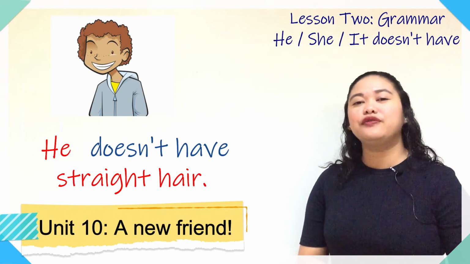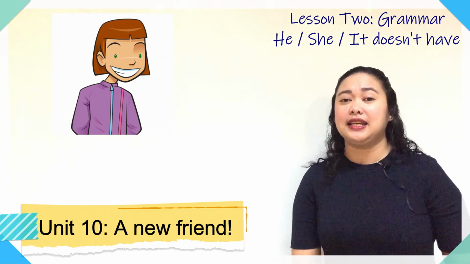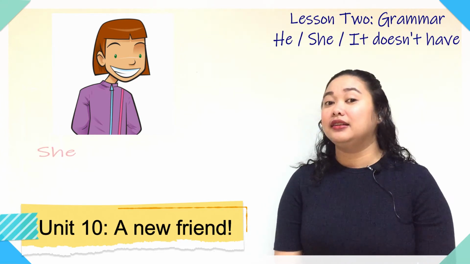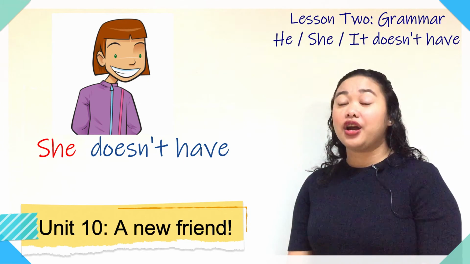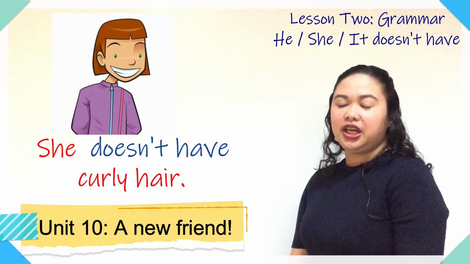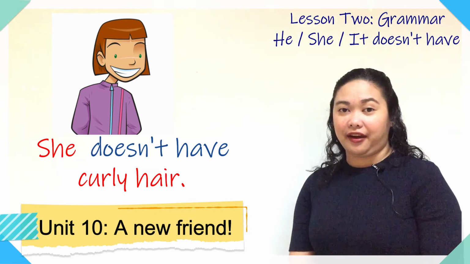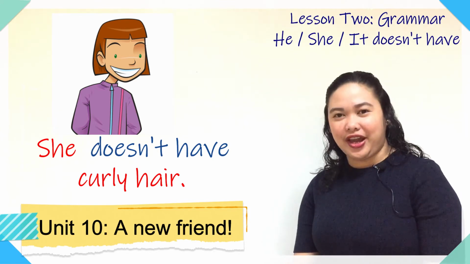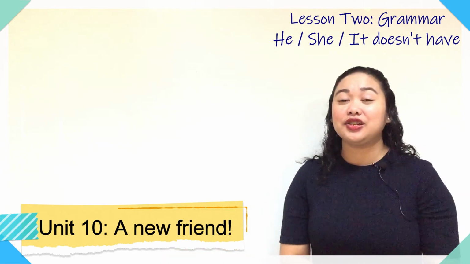Okay? So let's move to picture number 6. Look at this one. What pronoun are we going to use on picture 6? Is it a he or a she? Yes, we use she. And we add doesn't have. Very good. She doesn't have curly hair. Right? Look at her hair. Her hair is straight. She doesn't have curly hair. She has straight hair. Okay? Alright, and that's all for our grammar exercise.